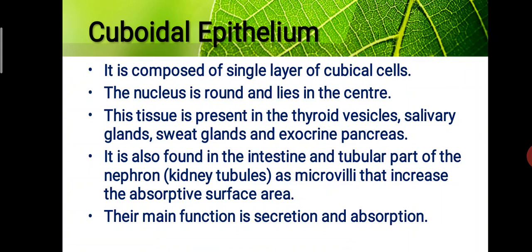This tissue is present in where? In thyroid vesicles, in salivary glands, sweat glands, and exocrine pancreas. And it is also found in intestine and tubular part of nephron as microvilli that increase the absorptive surface area. So it is also present in nephron. Nephron can be seen in kidney tubules. So it increases the absorptive surface area. Their main function is secretion and absorption. Since they are present in kidneys also, they are very much important for our body. Their main function is secretion and absorption.